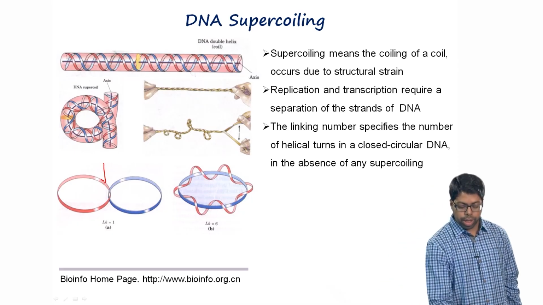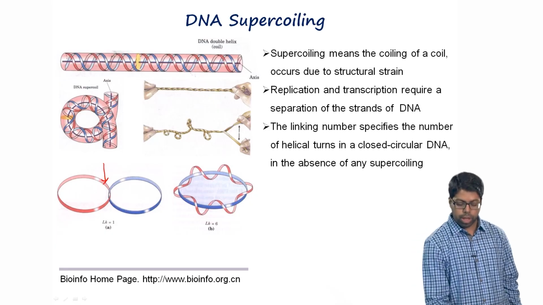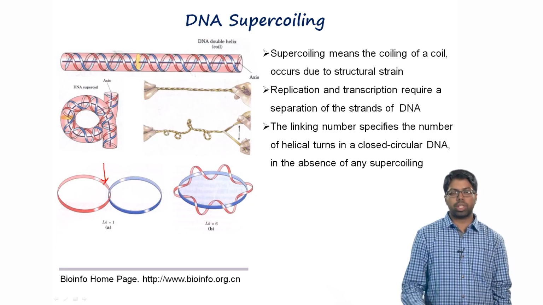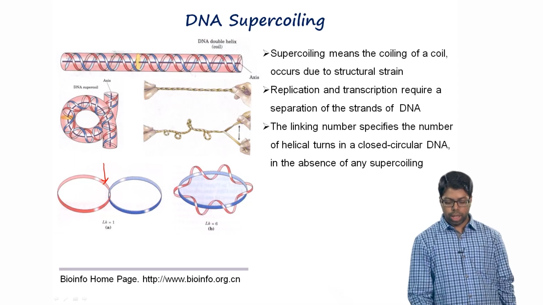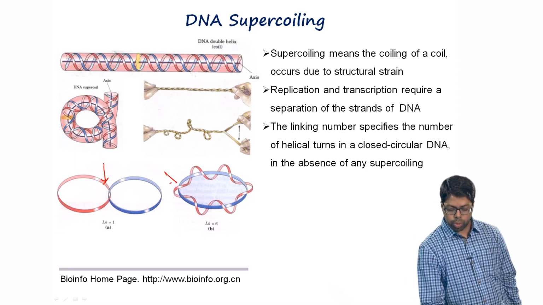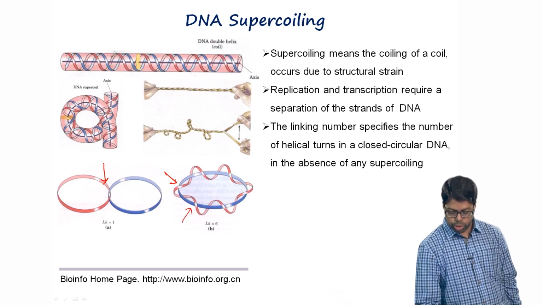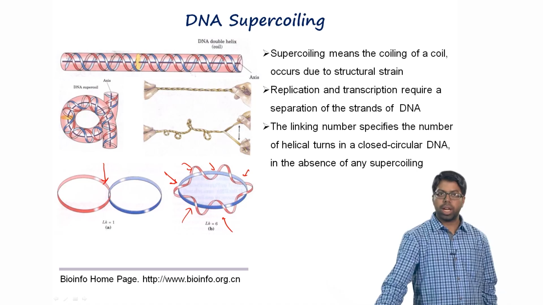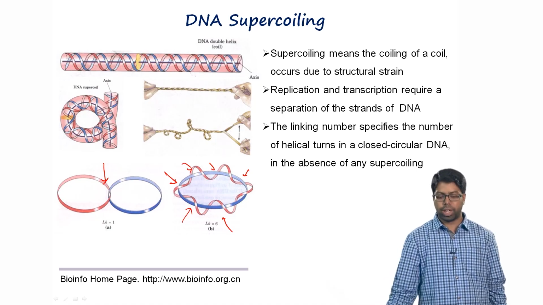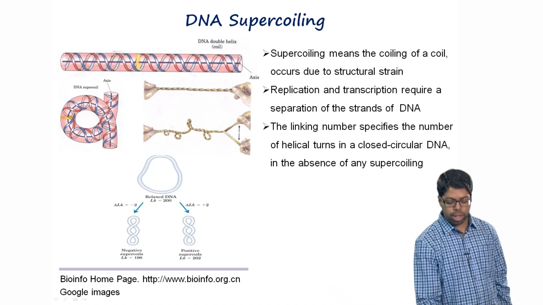For example, here the twist is 1, therefore the linking number is also 1 because it does not have any writhe, there is no superhelical turn here. The same thing goes here in this case as well. So here the twist is 1, then 2, then 3, then 4, then 5, then 6. So here the linking number is 6 because there are 6 twists, but there is no writhe here. This is the example of relaxed DNA.